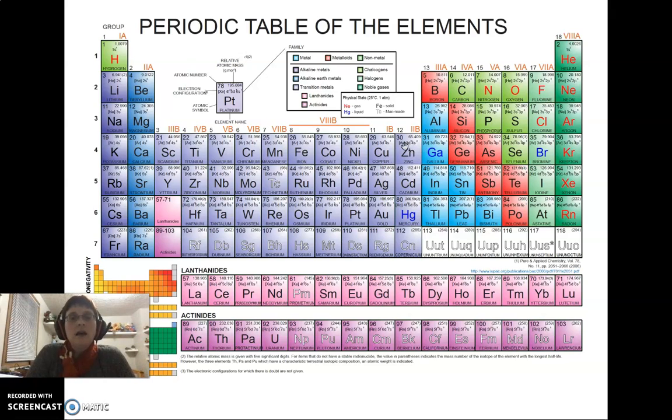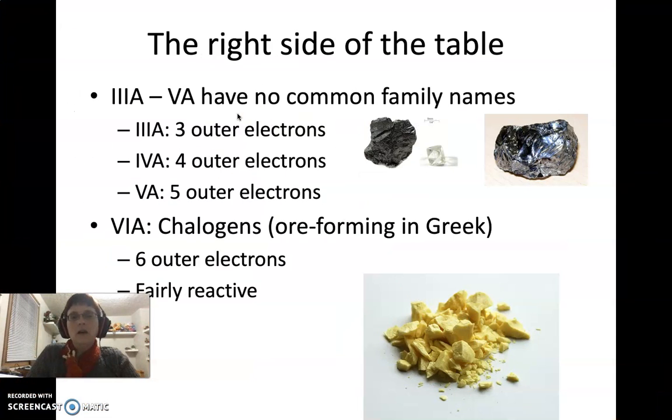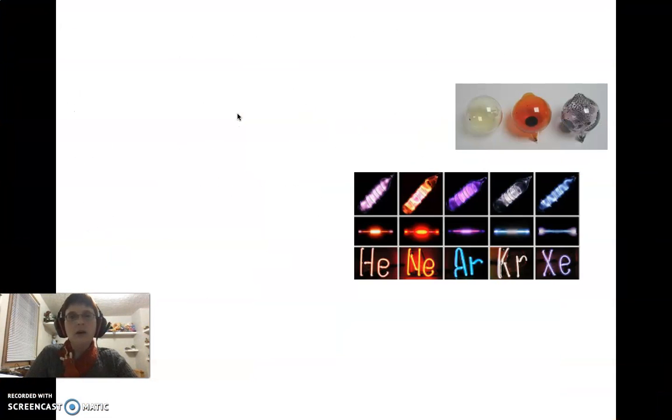Zinc oxide, that is the compound that you put on your nose as sunblock. So these guys are really reactive, and so they will generally not be by themselves. The one exception to that would be oxygen and sulfur, but they react with themselves to make pure compounds. So they're not found as single atoms. All right, we keep going.